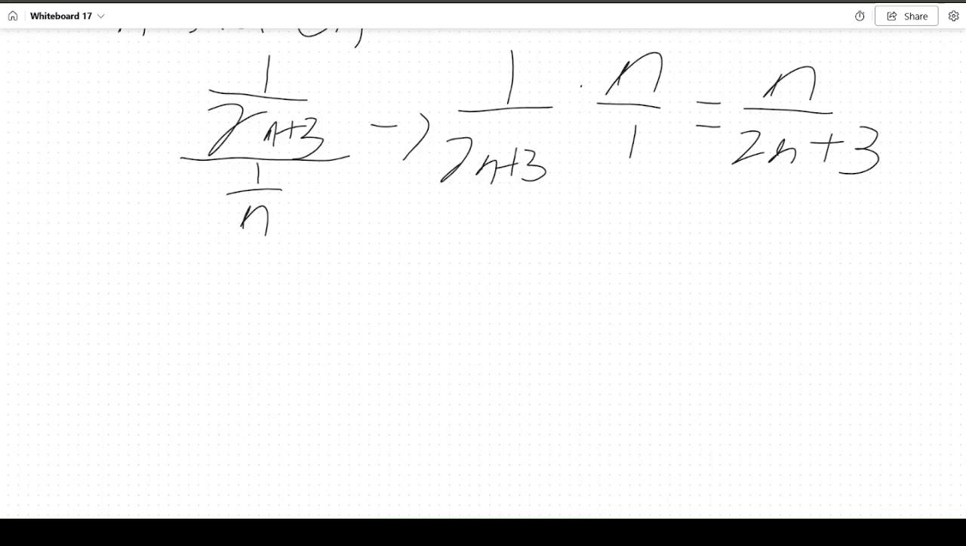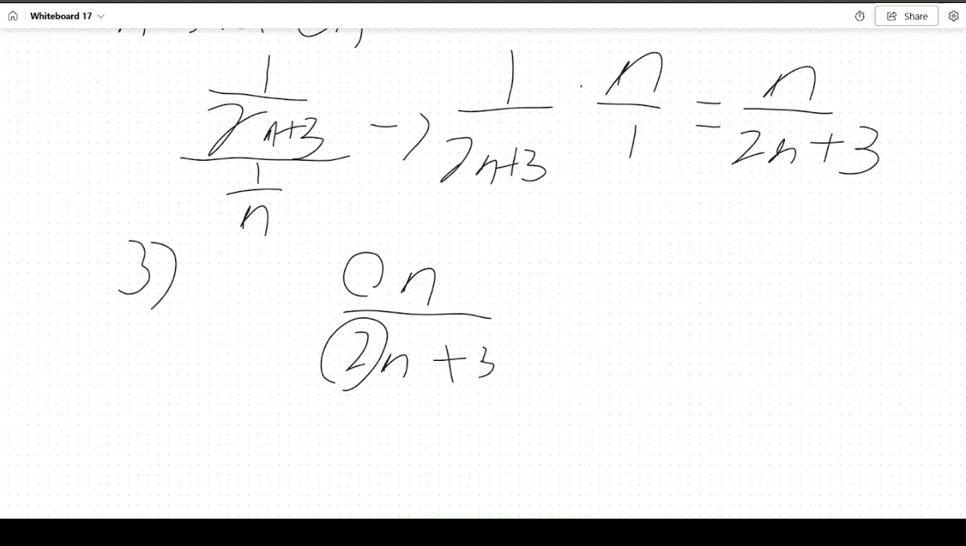We have to find the first coefficients of the value. So in this case, we have n over 2n plus 3. We have to find the coefficients that will make it the number. So in the bottom we have 2, but in the top, what do we have? It will be just 1 because that will make it more reasonable. So this would just be 1 over 2.